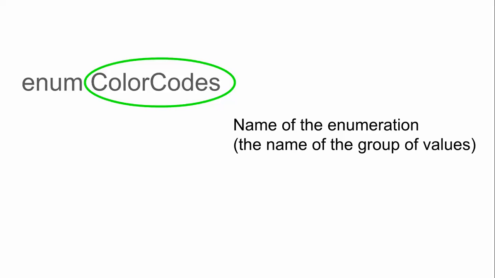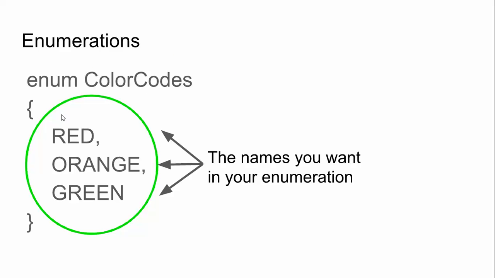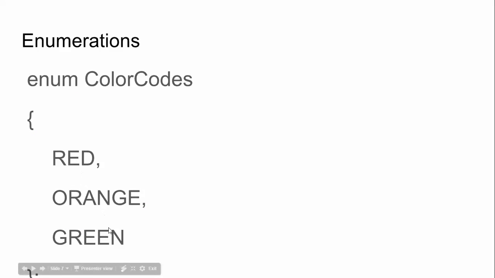And then the next thing you're going to provide is the values or the names you want in your enumeration inside of curly braces. The curly braces enclose or encapsulate your list of constants, and notice that all the individual constants are separated by commas, right? So it's just a comma separated list. And here I've created constants named red, orange, and green. So there's our enumeration. That's what it's going to look like when it's done.